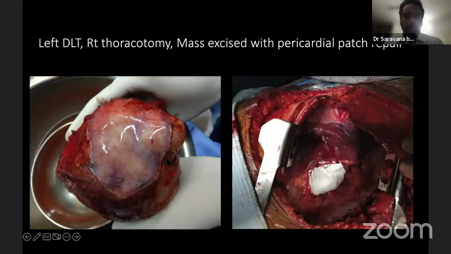And this is the mediastinal teratoma, which was infiltrating the pericardium of the heart. So it was removed, and it was repaired with the pericardial patch.